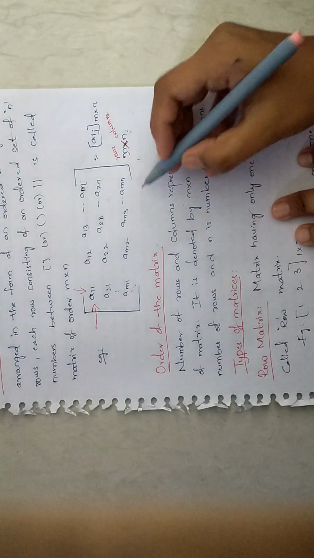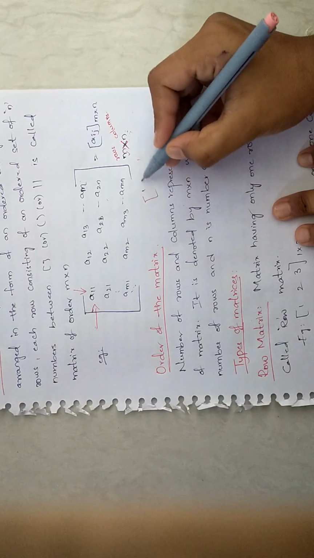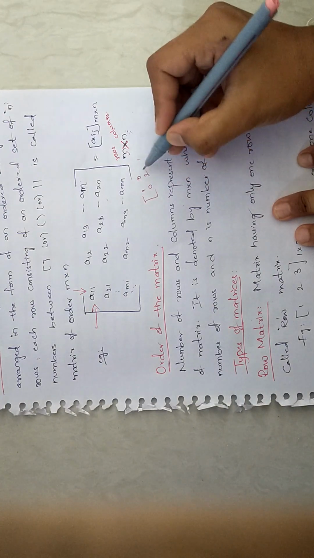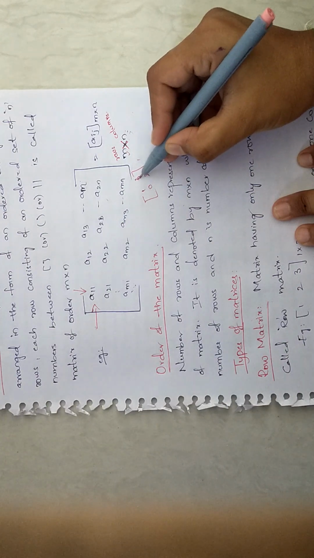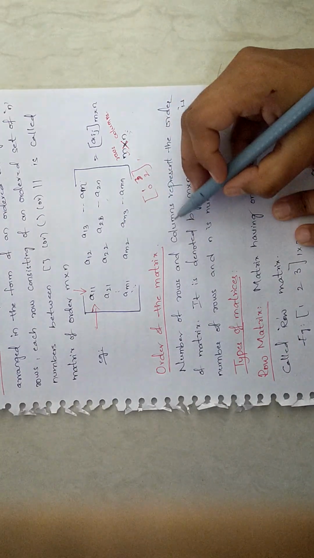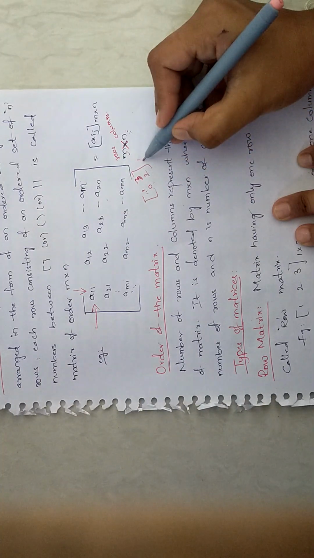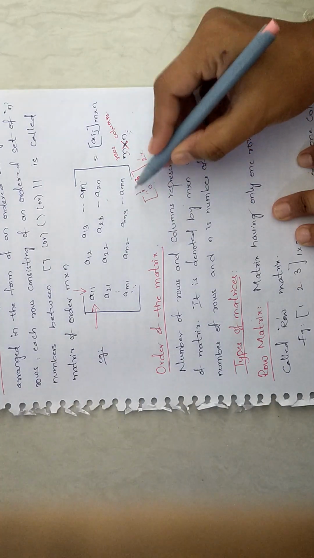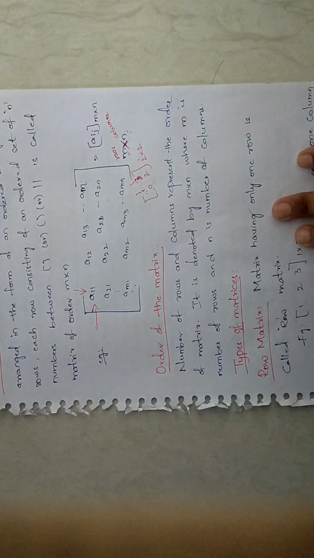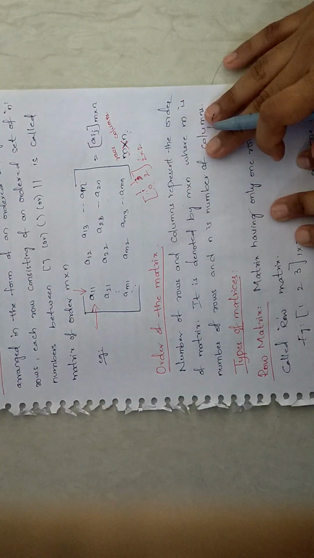For example, if we have 2 rows, 0, 2, and then 3 and 2. What is the order of this matrix? 2 rows are there, and how many columns are there? 2 columns. So it is a 2 by 2 matrix. This is how you write the order of a matrix.